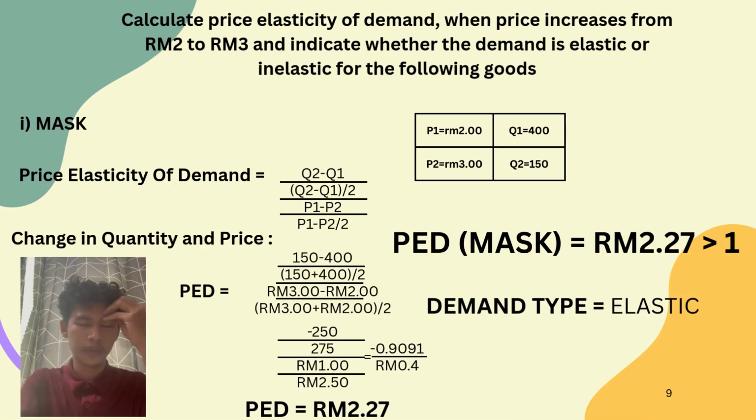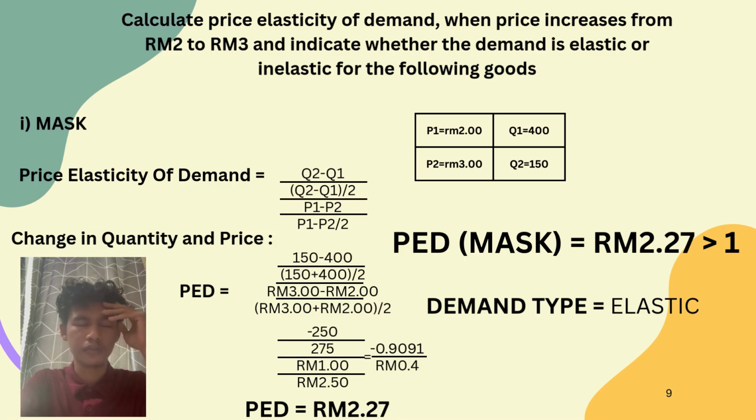We are here to present the price elasticity of demand for masks. Let's look at the initial data points. We observe the following figures: price 1 is RM2 and price 2 is RM3, and quantity 1 is 400 units, quantity 2 is 150 units.